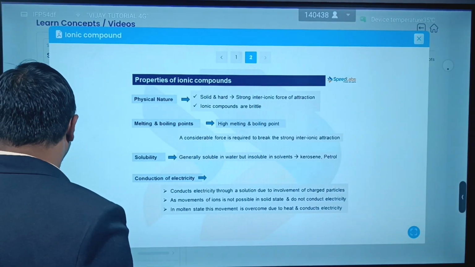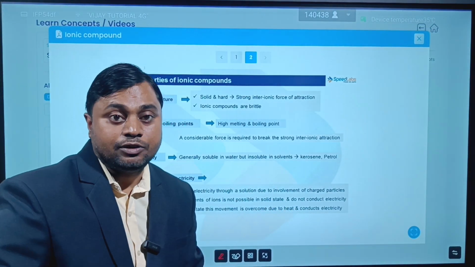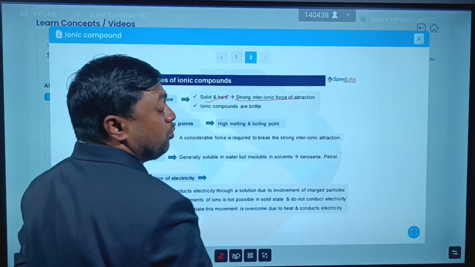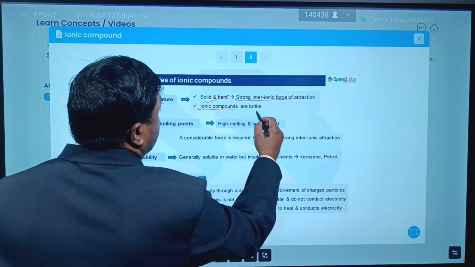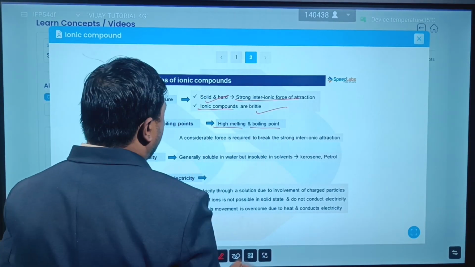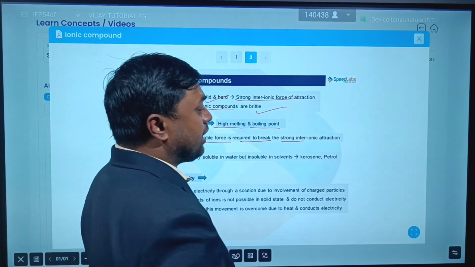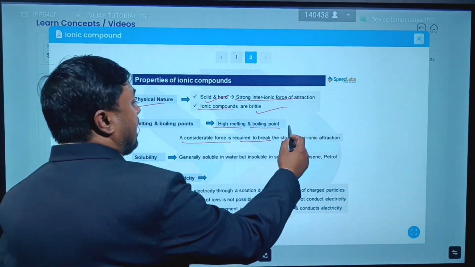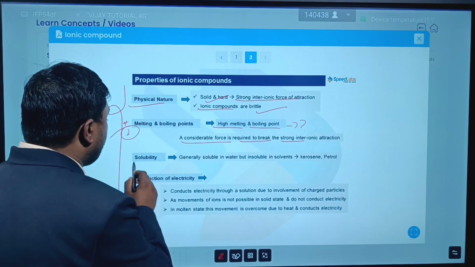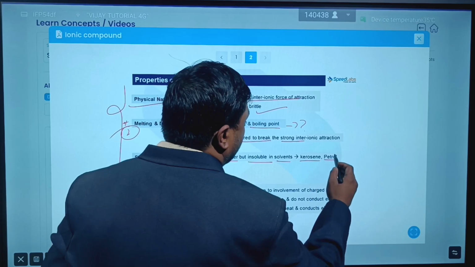So here are the physical properties of ionic compounds, which is very, very important. Questions are asked generally from this topic. Physical nature: they are solid and hard. A strong inter-ionic force of attraction is there. Ionic compounds are generally brittle. Melting and boiling point, second property: they have high melting and boiling points. A considerable force is required to break the strong inter-ionic attraction. If they ask you why they have a high melting and boiling point, we can mention the strong ionic bond. Solubility: generally they are soluble in water but insoluble in organic solvents like kerosene and petrol.